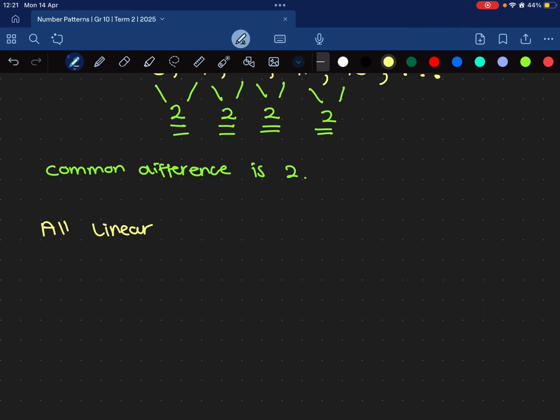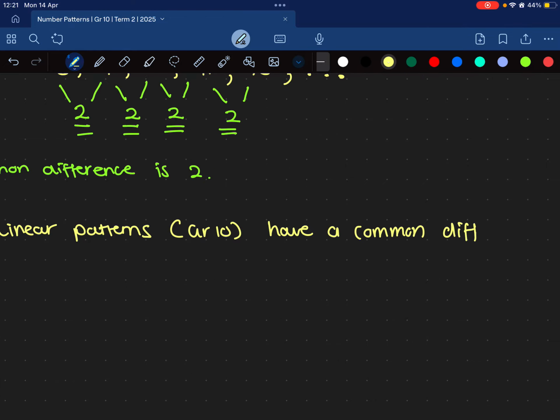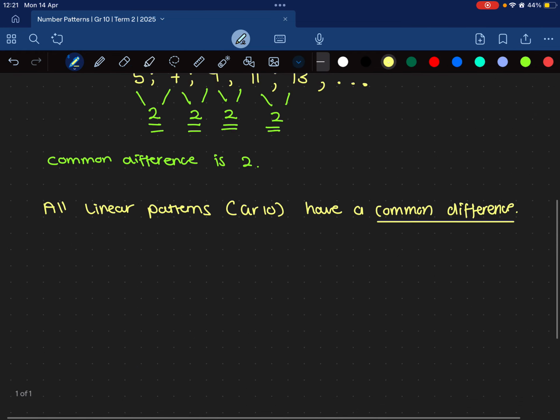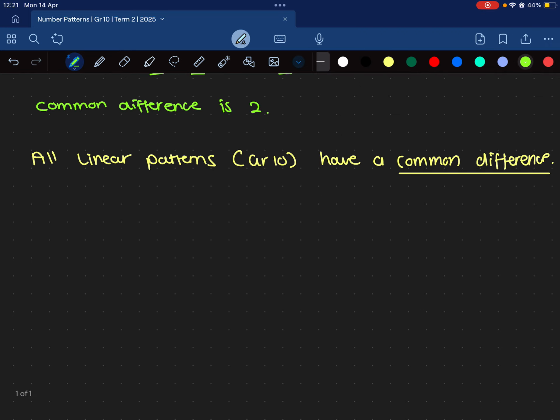Okay, something that's important to take note of here is that all linear patterns in grade 10 have a common difference. That's what makes them a linear pattern, is the fact that they have a common difference. It's actually referred to as an arithmetic linear pattern, but we don't really worry about that too much this year.